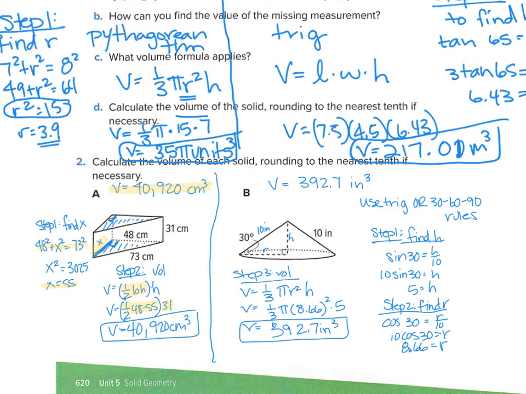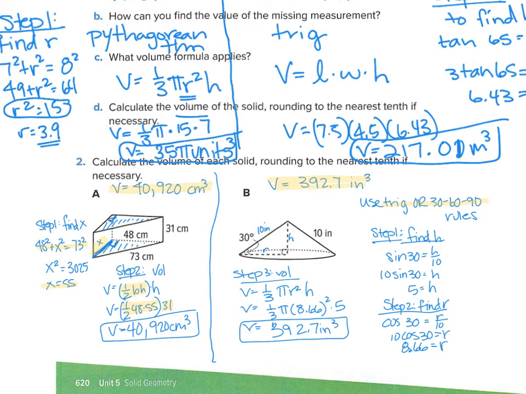Moving on to B. You might have a slightly different answer than me. A lot of it depends on, did you use trig or 30, 60, 90 to find your height and radius? Did you use rounding? Did you truncate? Did you use all the decimals on your calculator? Did you leave it in terms of pi? Our answers will fluctuate a little bit, but they'll all be about the same number and correct.